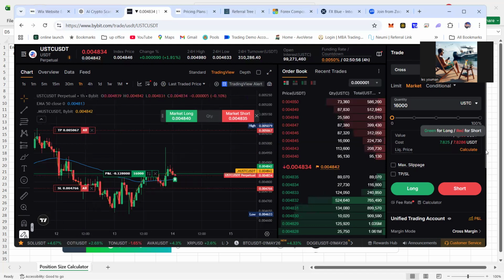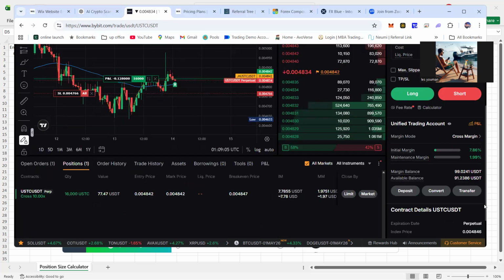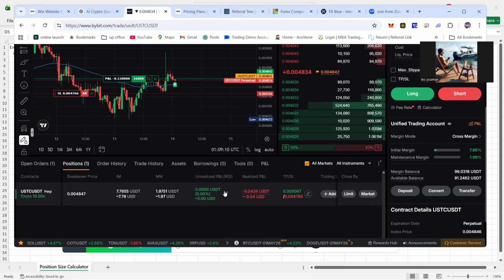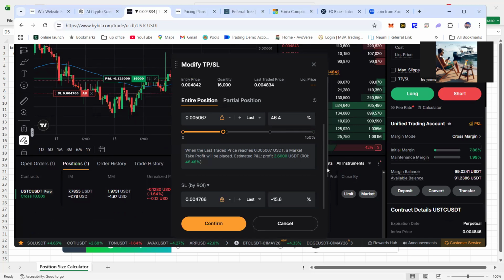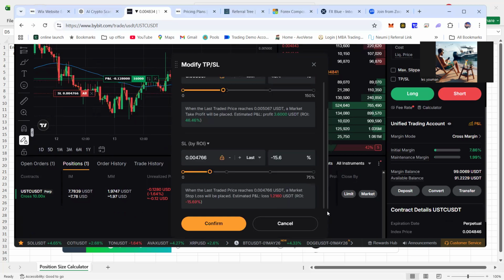And what you can do now to see how that's turned out is I'm just going to come down here to the information on that trade and scroll across here to where the take profit and stop loss is. And I'm going to click on edit the take profit and stop loss. I'll just scroll all the way to the bottom here. And it's showing me that if I hit my stop loss, I'm going to lose 1.2 USDT.